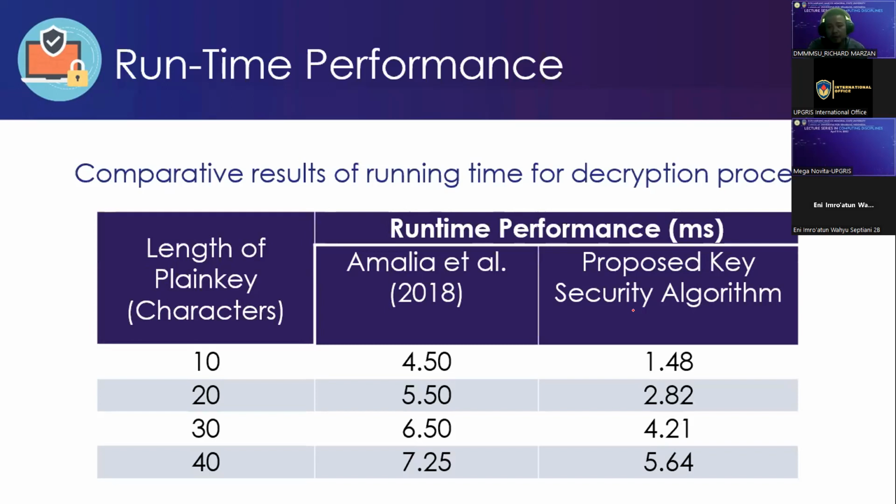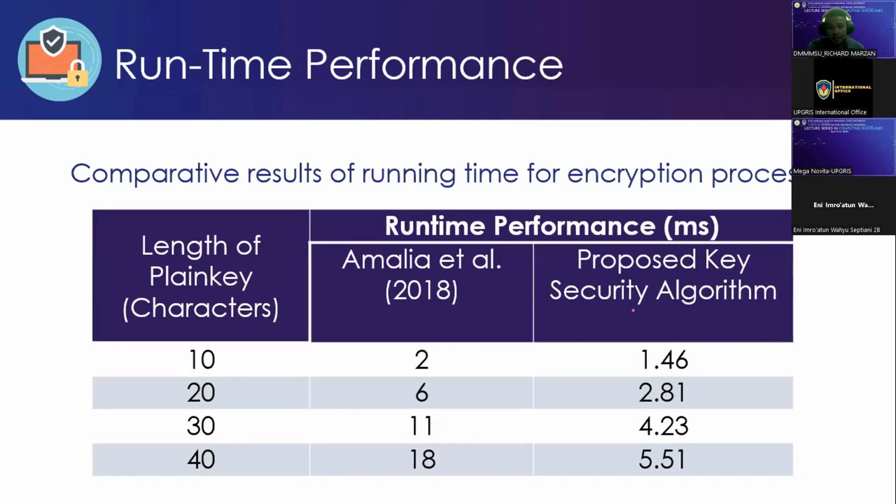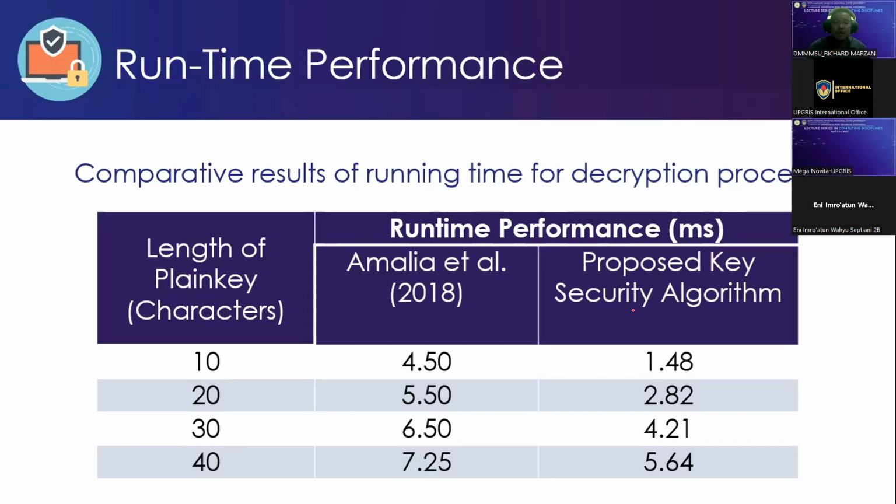Okay, so this is again for the decryption process. This part is for the encryption, and now this is for the decryption process, and so on with the 10, 20, 30, 40 characters. For the runtime performance, if we decrypt 10, based on the study of Amalia it is 4.5, 20 is 5.5 milliseconds, 30 is 6.5 milliseconds, 40 is 7.25 milliseconds. But for the proposed key security algorithm, it comes out with 1.48 milliseconds, all the same as the encryption process, then 2.82 milliseconds, 4.21 milliseconds, and 5.64 milliseconds.